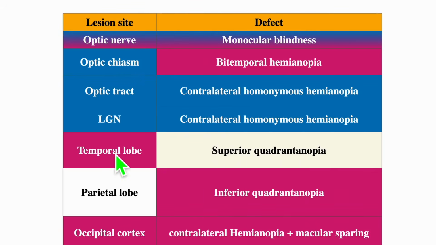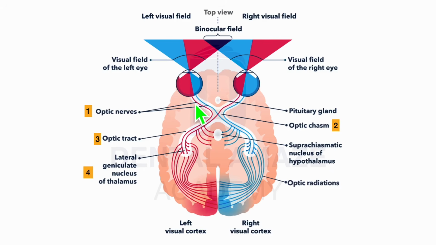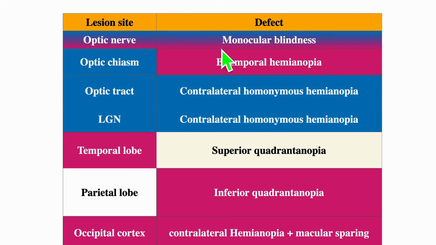Optic nerve, I don't think there is any doubt here. You have a problem here, so monocular blindness. Chiasma: the chiasma is where the nasal fibers cross. So the problem will be the temporal field. So bitemporal hemianopia. This is the only thing you have to remember, I think.